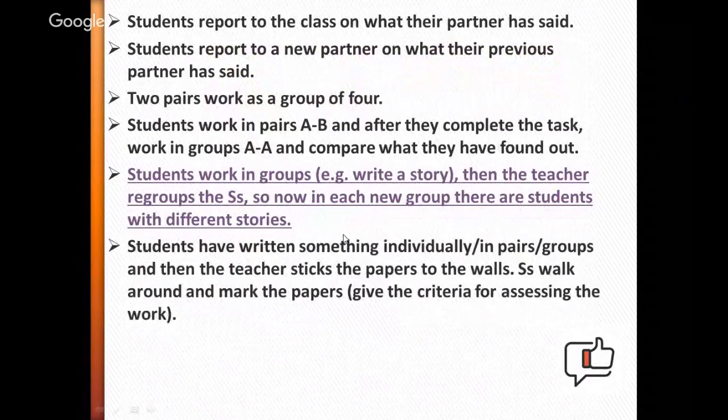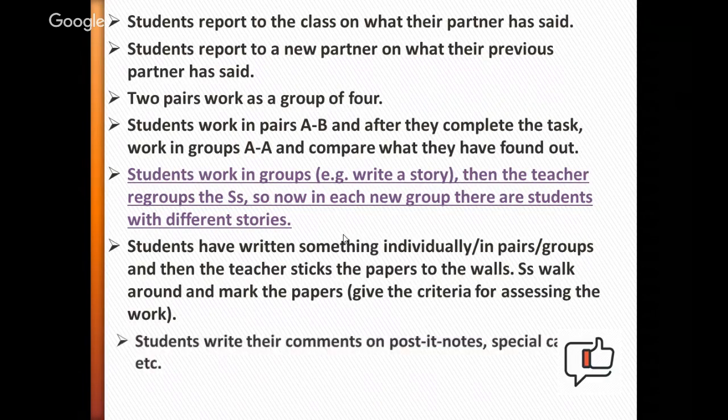Also, if the students have written something individually or in pairs or in groups, the teacher sticks the papers to the walls and they check each other's work. They walk around, mark the papers, and they are given the criteria for assessing the work before that. Also, students can write their comments on post notes, special cards, and so on.